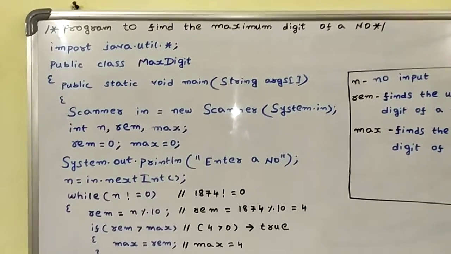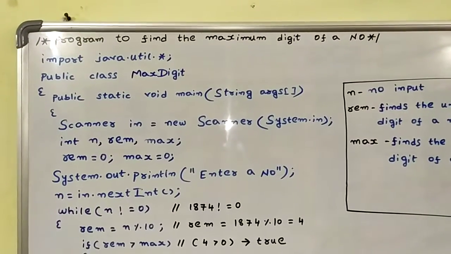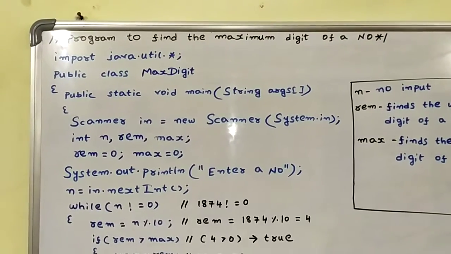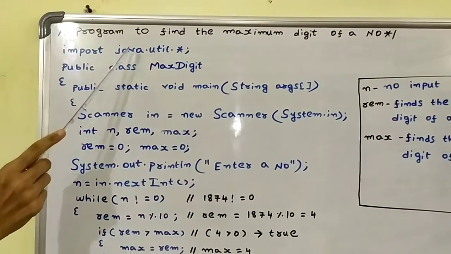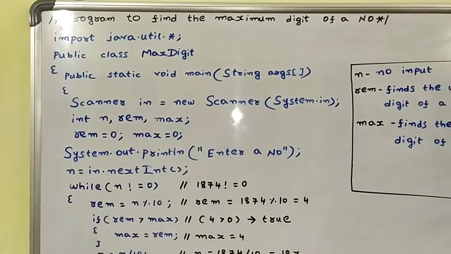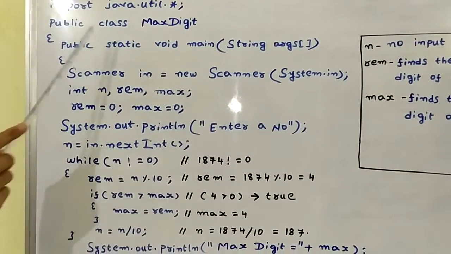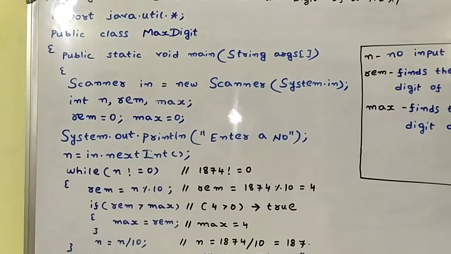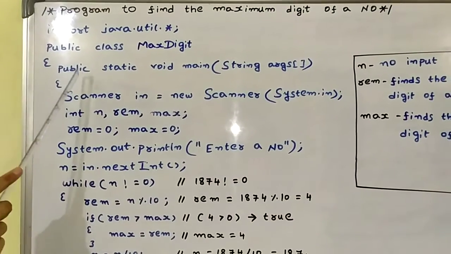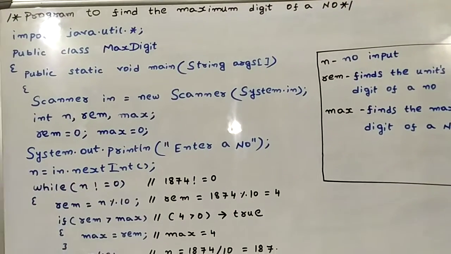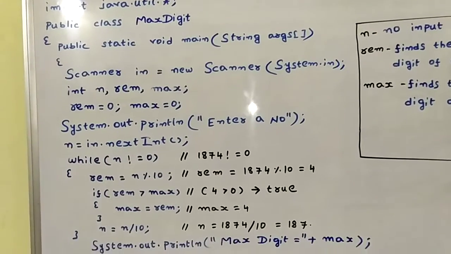Now we are going to see the program to find out the maximum digit of a number. So import java.util.*. This is an import statement. Public class MaxDigit. This is the declaration of the class. Public static void main(String args). Declaration of the main function.